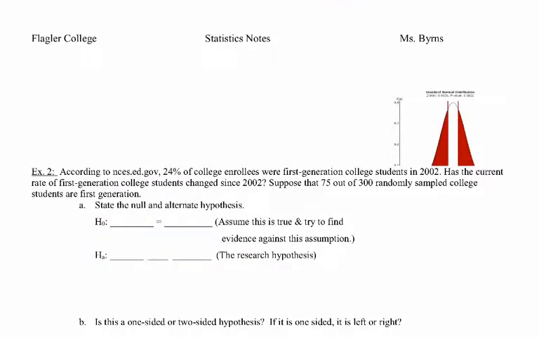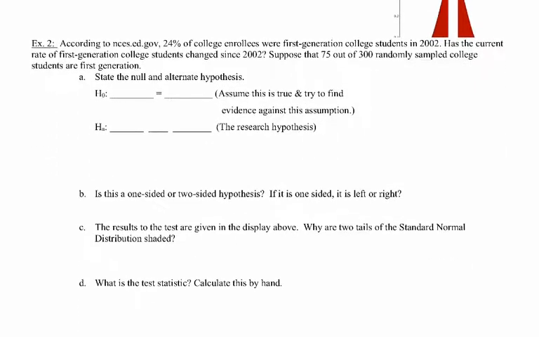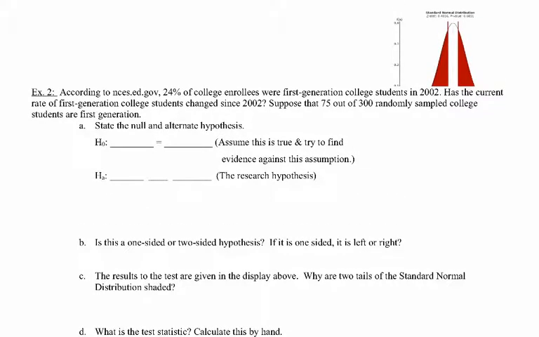All right, so let's look at another example here. It says, according to this government website, 24% of college enrollees were first-generation college students in 2002. Has the current rate of first-generation college students changed since 2002? Suppose that 75 out of 300 randomly sampled college students are first generation.